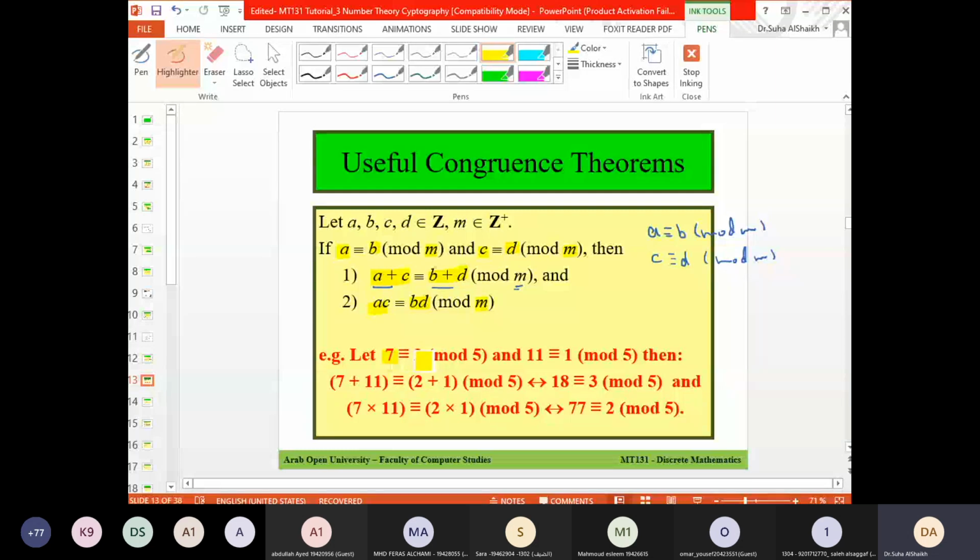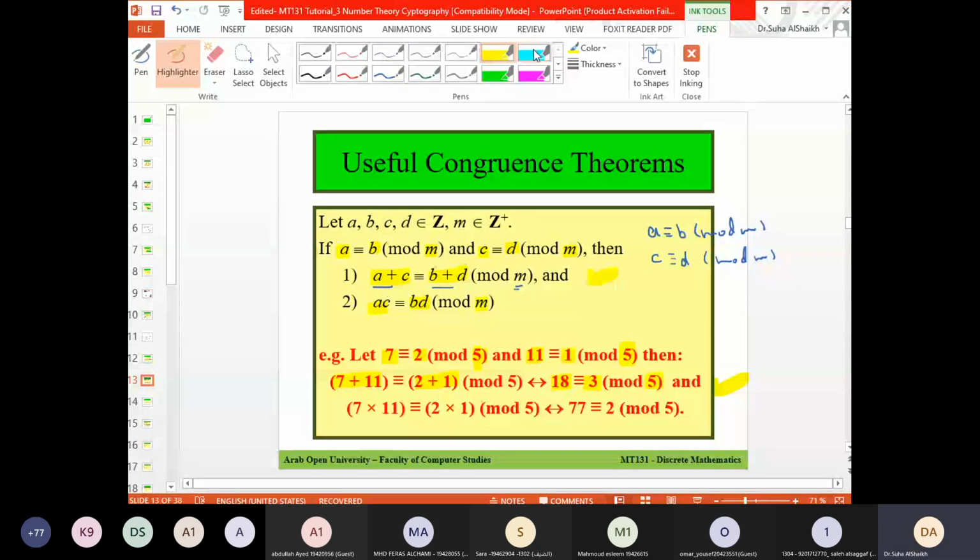Now 7 is congruent to 2 mod 5, right? Because 5 is dividing 7 minus 2. Also 11 is congruent to 1 mod 5. Why? Because 5 is dividing 11 minus 1. If I add 7 with 11, and 2 with 1, this will be 18 and 3. Again, they are congruent. So that's true.